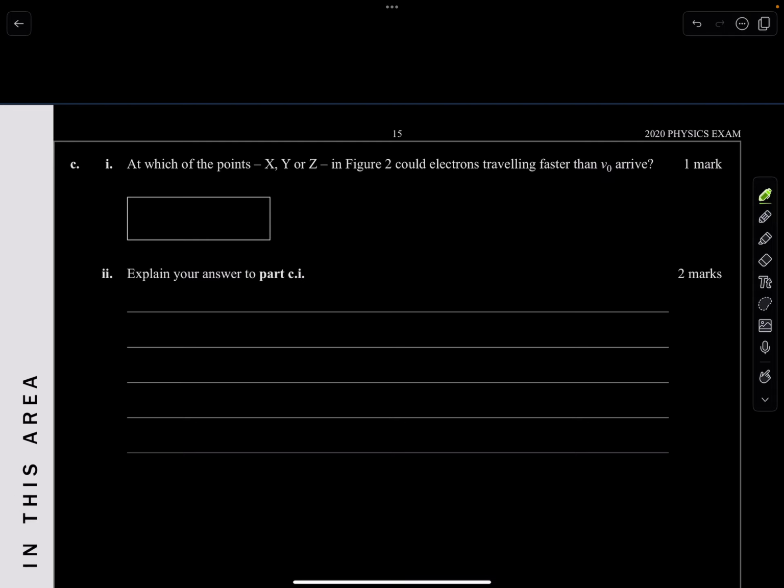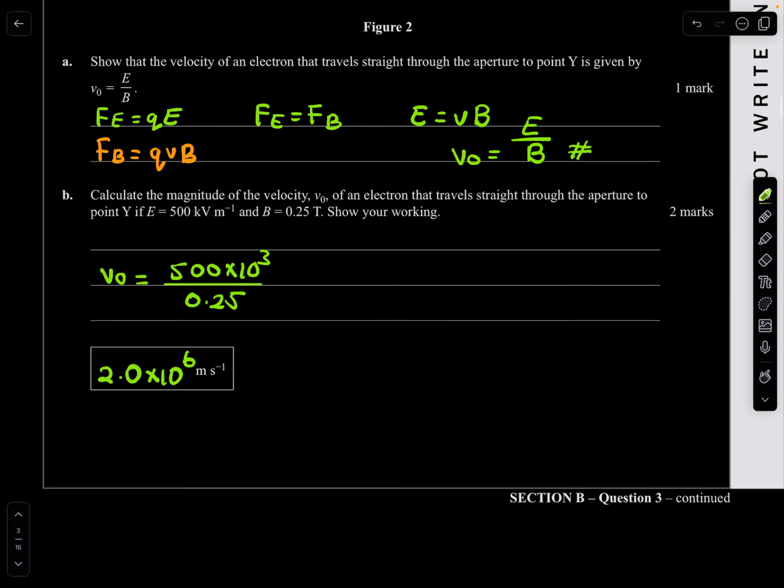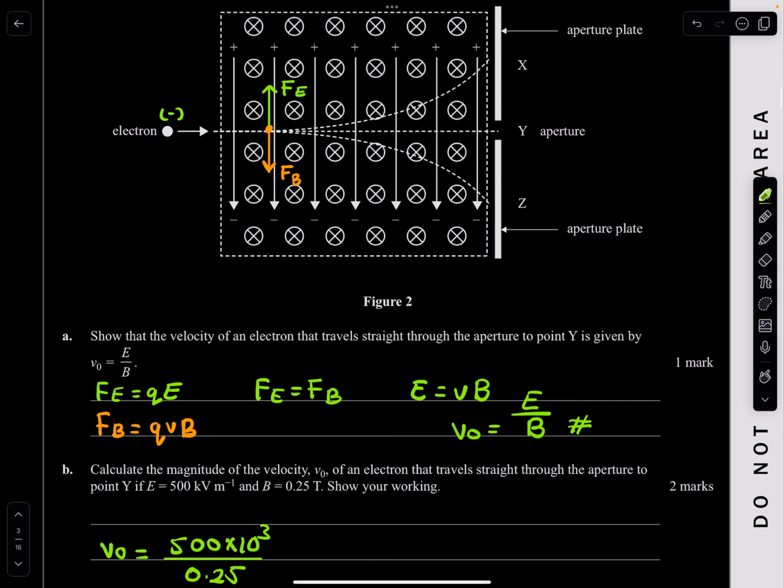C. At which of the points X, Y, or Z in Figure 2 could the electrons traveling faster than V naught arrive? All right. So what we're saying is, say we increase the velocity. Now, what we know from these formulas is that the electrical force is not related to velocity. It's independent of the velocity because it doesn't have velocity in the formula. It only depends on the charge and the electrical field strength. So your actual electrical force is just going to be constant. It's still going to be the same.